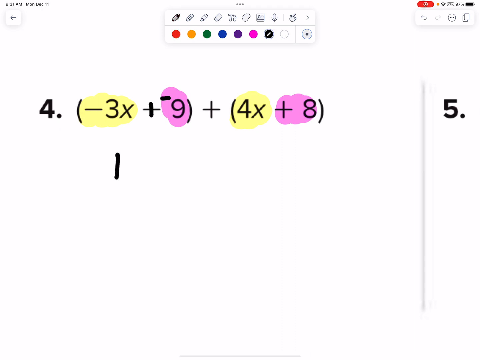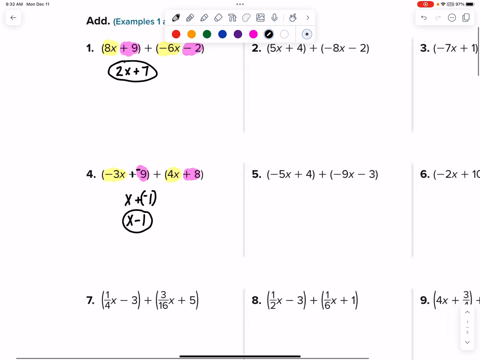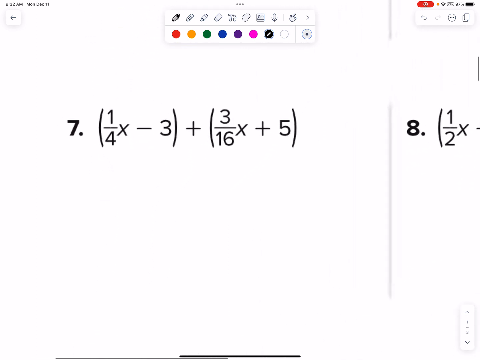So let's go through. We have a 1x, or just x, because of the negative 3x and a positive 4x. And then a negative 9 and a positive 8 puts us at a -1, but instead of writing plus -1, remember we just need to write x minus 1. Because this would have parentheses organizationally, and we can't have that when simplifying. And after you add expressions, you have to simplify.